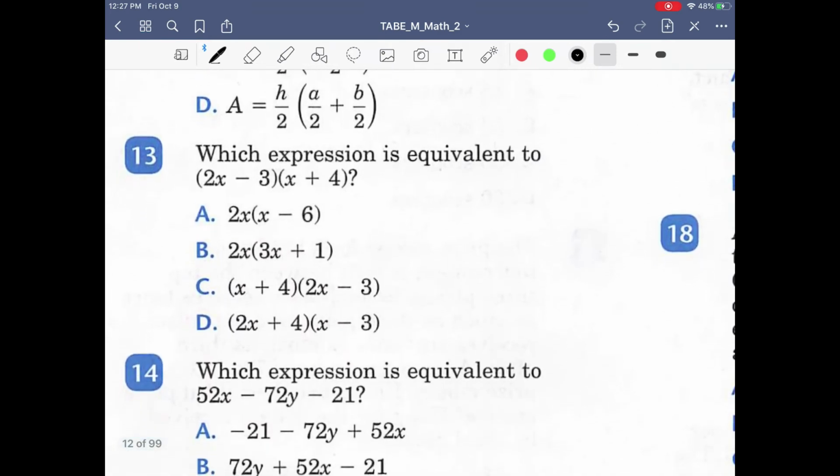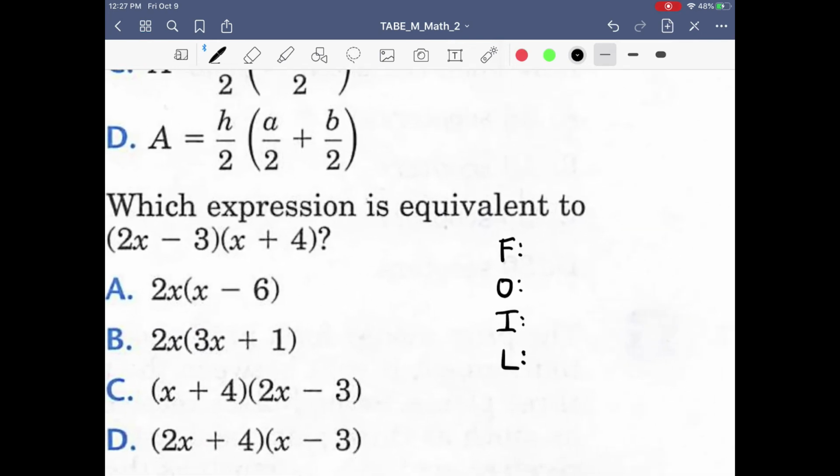Number 13. Which expression is equivalent to this one? Now, my first instinct is to FOIL this one, and I think I'm going to go ahead and FOIL it for you just because I want to practice that. But this is not the answer. I'll just tell you up front. And I know that. Let's get FOIL and then I'll tell you how I knew it.